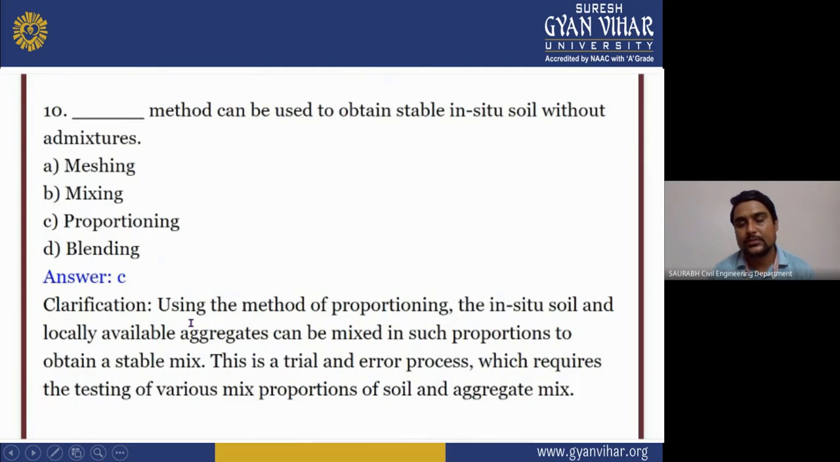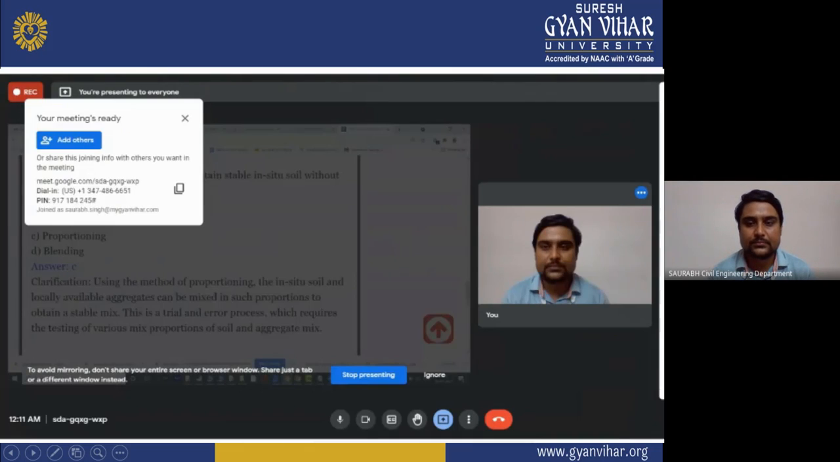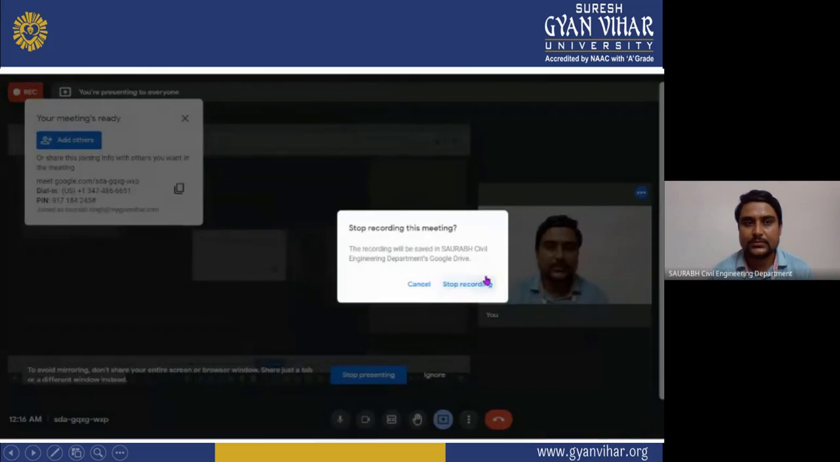This is a trial and error process which requires testing various mixed proportions of soil and aggregate. So these were the MCQs, and these MCQs are very important and may come in government exams. All the MCQs are taken from competitive exam papers. So you need to remember the answer to these questions, and you also need to know the basic reason behind it.